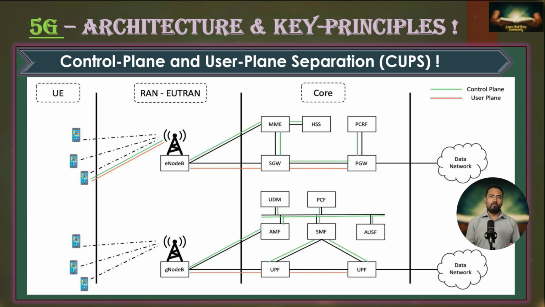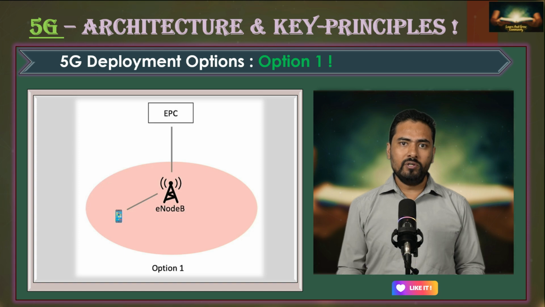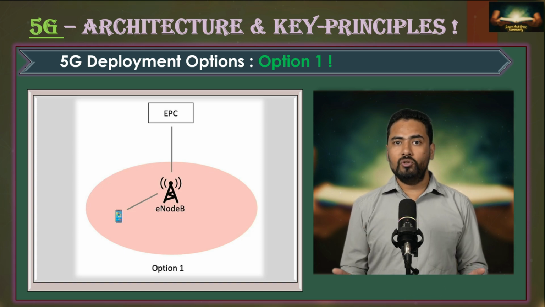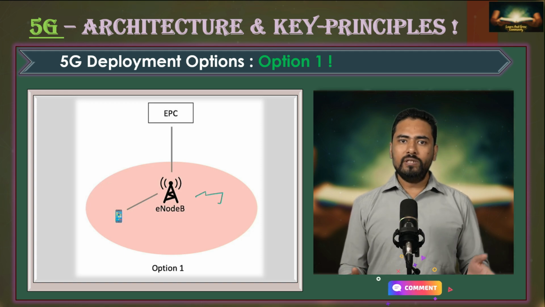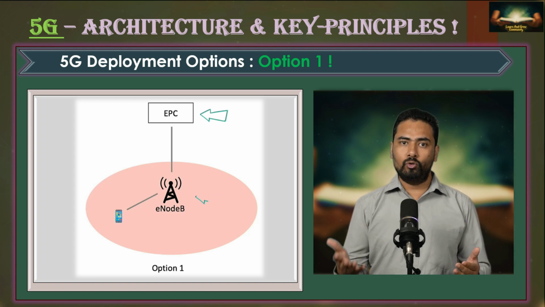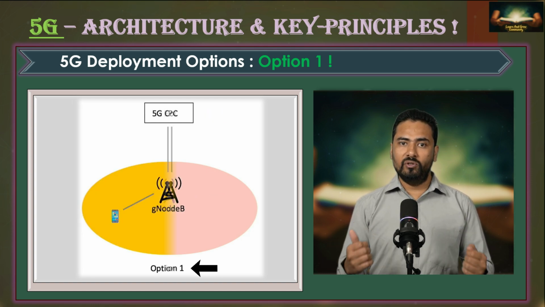Now in this session we will be talking about 5G deployment options. The question was, when 5G deployment starts, what will the network structures look like? So let's begin with 4G. In 4G deployment, the radio access network, or RAN, works with a 4G packet core, or EPC core. This setup is known as option 1.